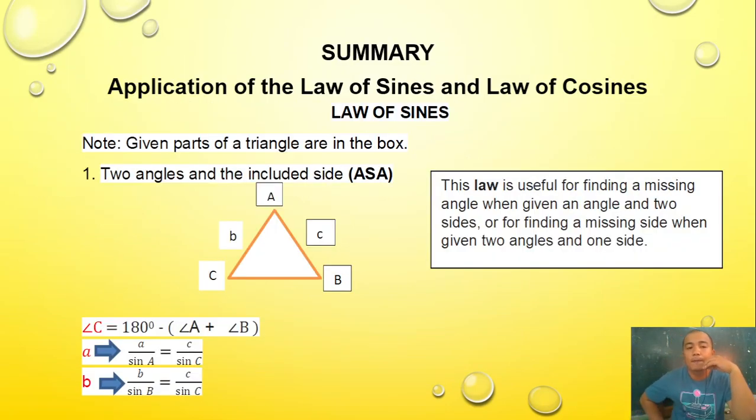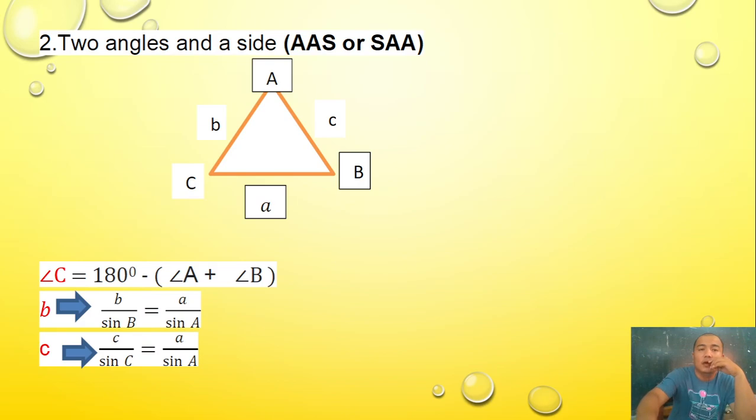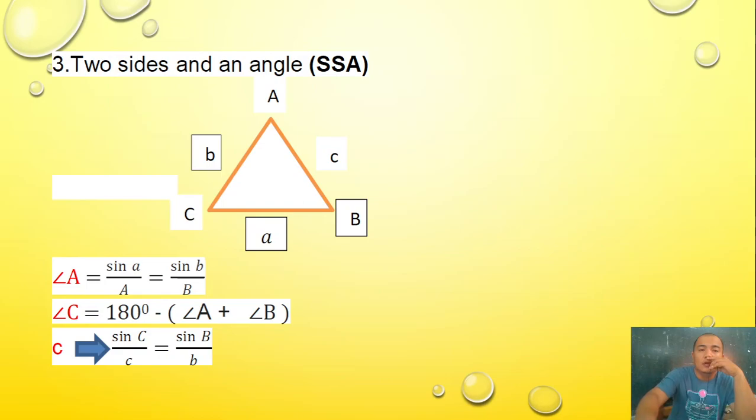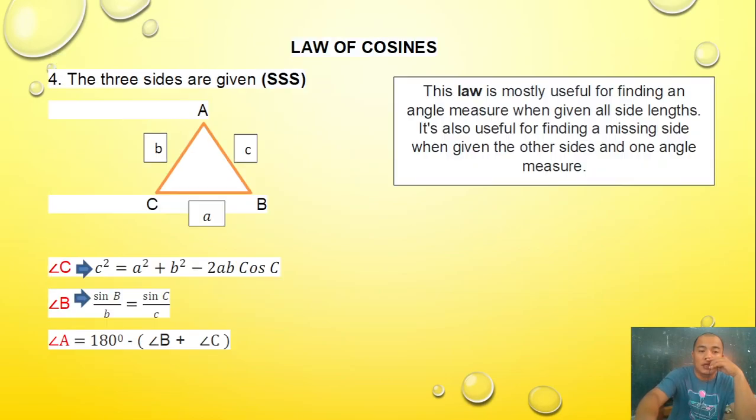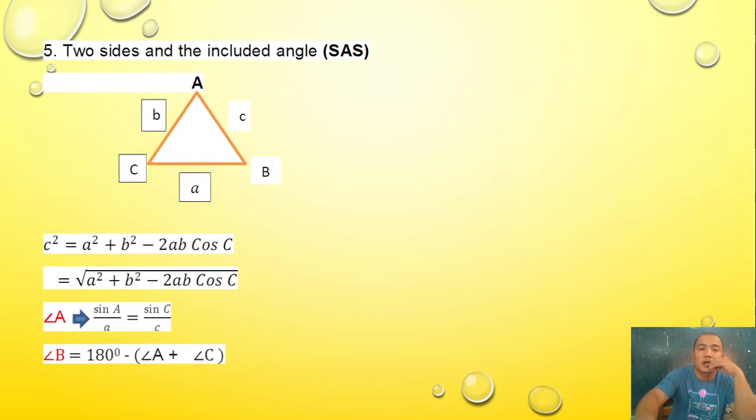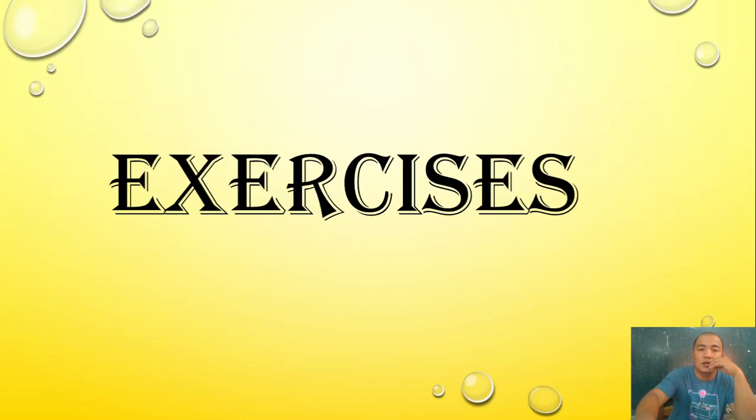So, summary. So, application of law of sines and law of cosines. When do we use law of sines? When we are given ASA, two angles and the included side. Two angles and a side, AAS or SAA. Two sides and an angle, SSA. When do we use law of cosines? When we're given three sides and two sides and an included angle.